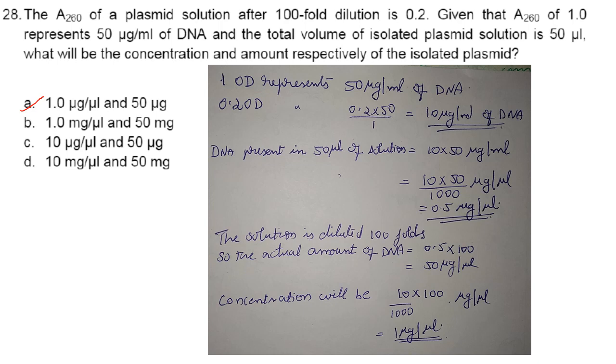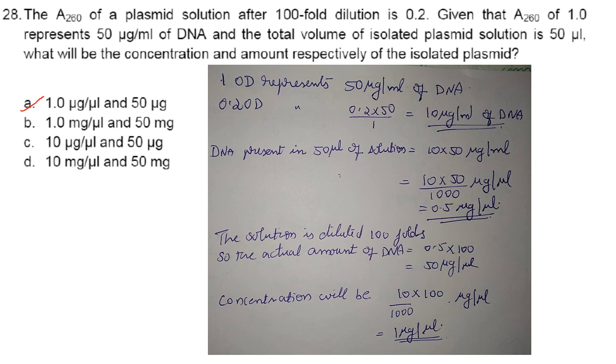DNA present in 50 microliter of solution will be 10 into 50 divided by 1000, that is 0.5 micrograms per microliter. The solution is diluted 100-fold, so multiply 0.5 by 100, that will be 50 micrograms. So that is the actual amount of DNA. Now the concentration will be 10 by 1000 into 100 micrograms per microliter, that is 1 microgram per microliter.